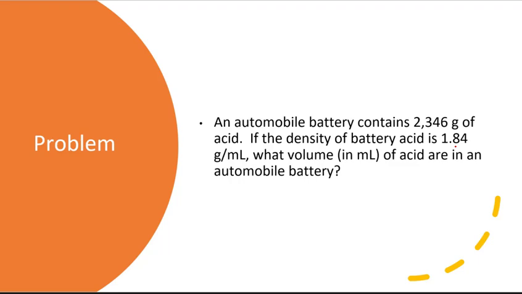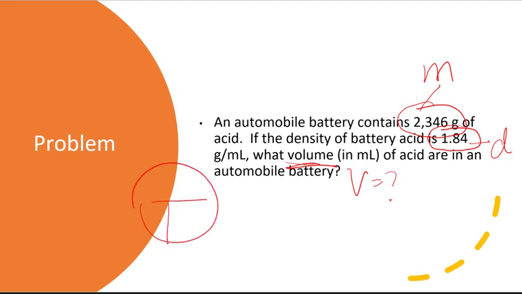Let's say that we have an automobile battery that contains 2,346 grams of acid. This is a unit of mass. If the density of the battery acid is 1.84 grams per milliliter, so we know that's our density, what volume, so I'm going to say volume is a question mark, what volume of acid is in that automobile battery?